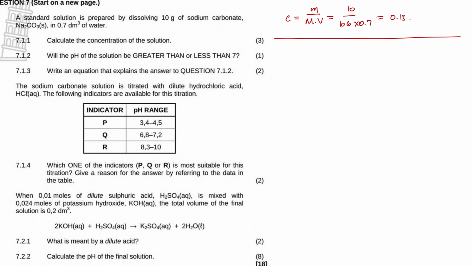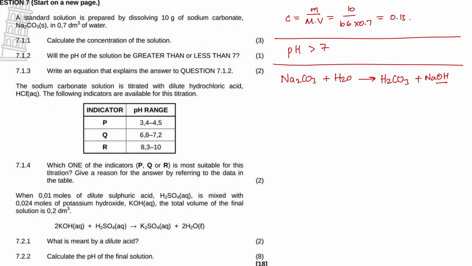Moving on to the next question. Will the pH be greater than or less than 7? The pH is going to be greater than 7. 7.1.3, write an equation that explains the answer. So Na2CO3 is going to react with the water, right? It's dissolved in water. And so when that happens, we are going to get H2CO3 and NaOH. The NaOH, the OH rather, is going to make the solution basic.